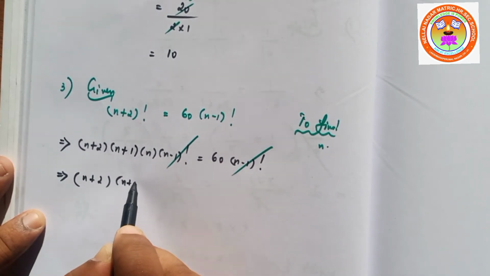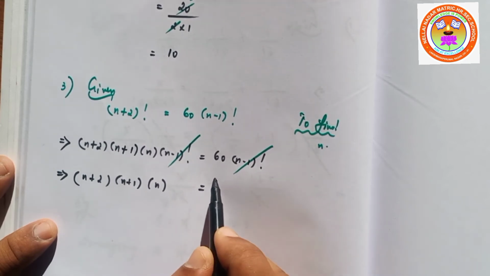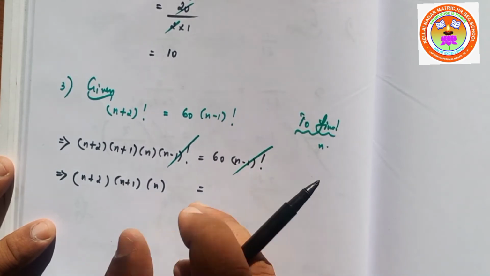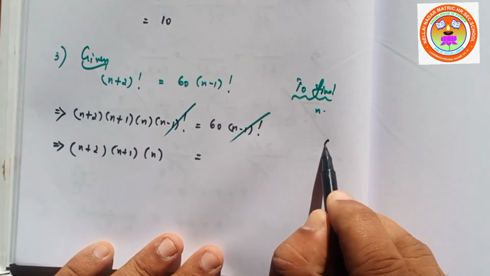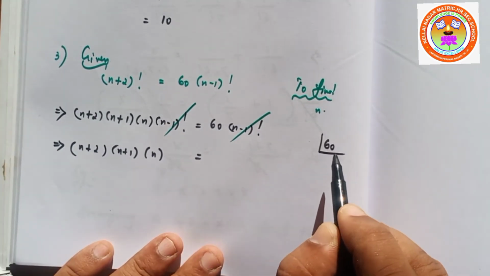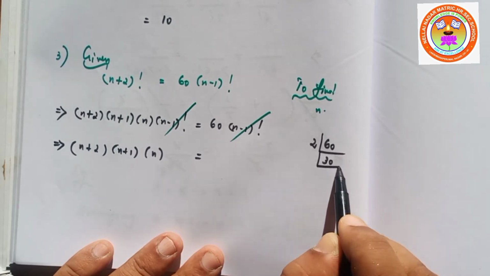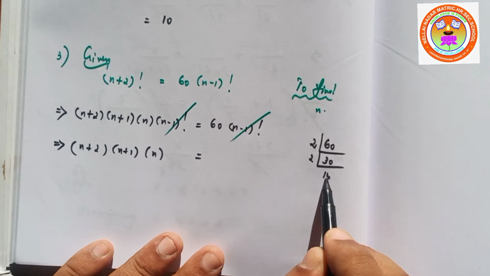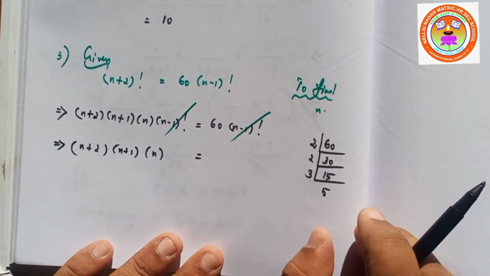into n plus 1 into n, that is equal to 60. That 60 can be written as, take that 60, divide by the prime number. If you divide by 2, you will get 30. And if you divide by 2, you will get 15. If you divide by 3, you will get 5.